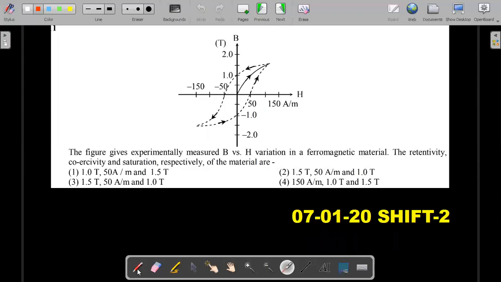So going by the required answers, the retentivity was 1 Tesla and coercivity was 50 ampere per meter, and 1.5 Tesla was given. So this is the correct answer.